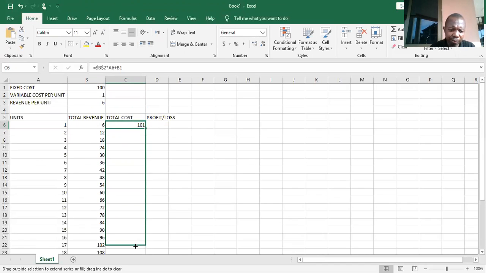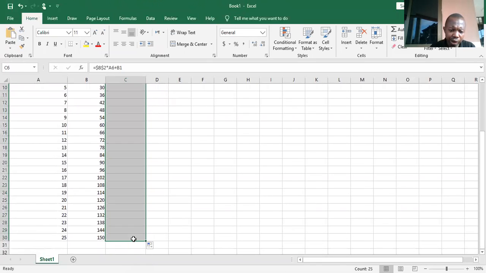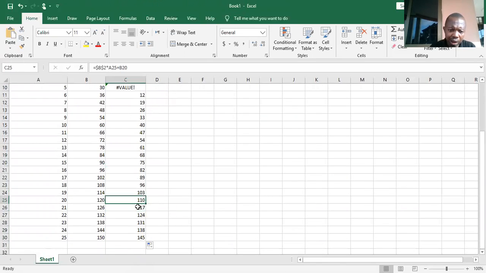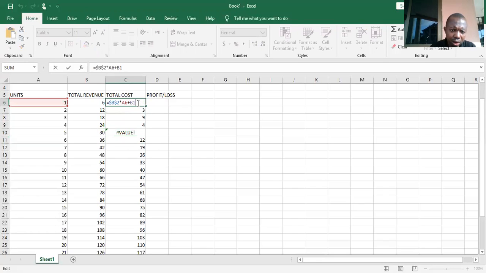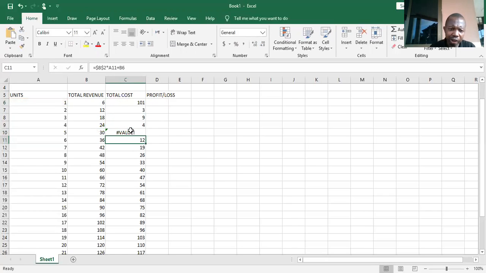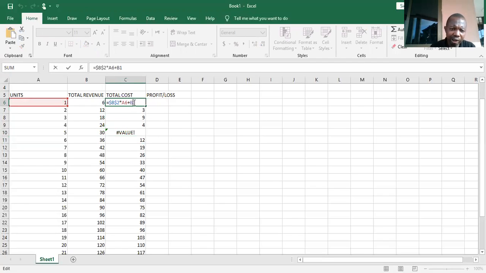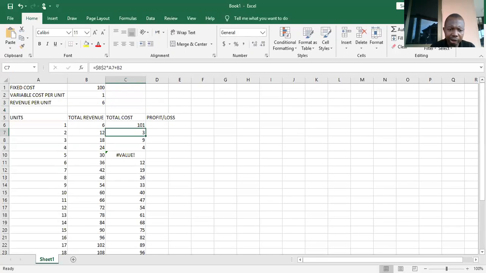Let me drag this and see. When you drag this up to this point, okay, let me see. Yeah, I had this error message because the same fixed cost will have to be added throughout. So this B1 also will have to be made absolute, because we are adding the same fixed cost throughout. That is it. So that is where I had it wrong. So I will drag it again.